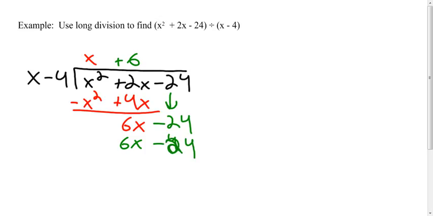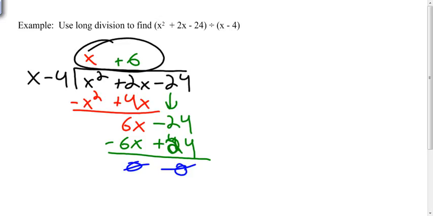Now from here again, remember we're subtracting it. So this one becomes negative, this one becomes positive. 24 minus 24 is 0. 6x minus 6x is 0. So again, there's no remainder. Our final answer is just x plus 6.